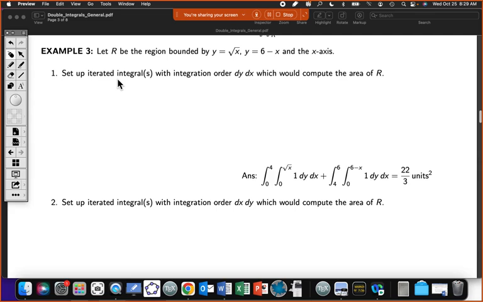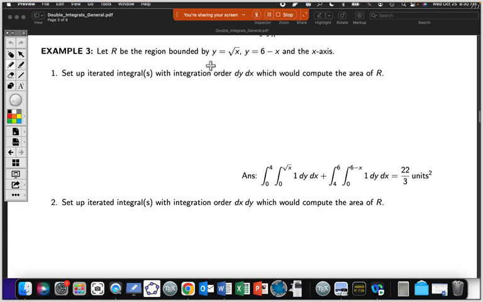So let R be the region bounded by these curves, y equals root x, y equals 6 minus x, and the x-axis. Set up iterated integrals with order dy dx to calculate the area of R. Set up these iterated integrals with order dx dy to calculate the area of R. So this is really just an exercise in setting these things up.